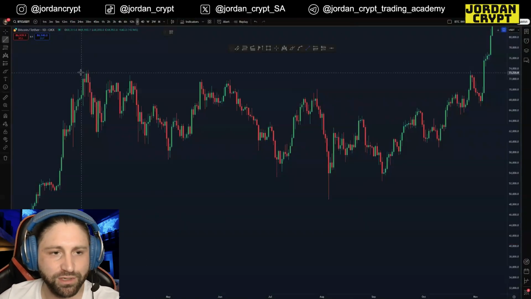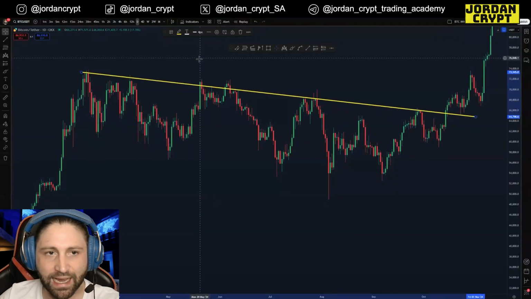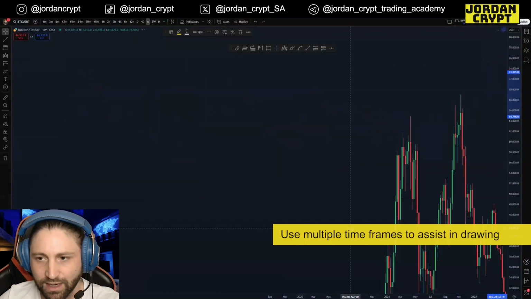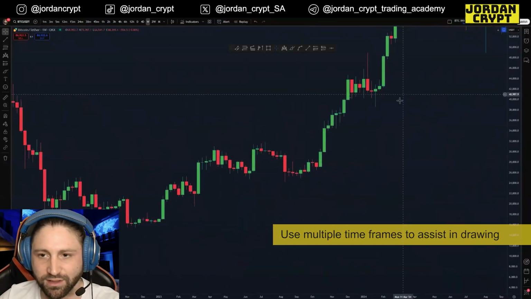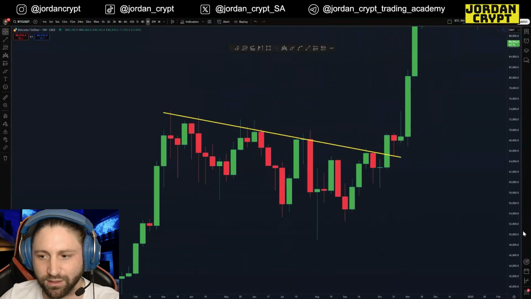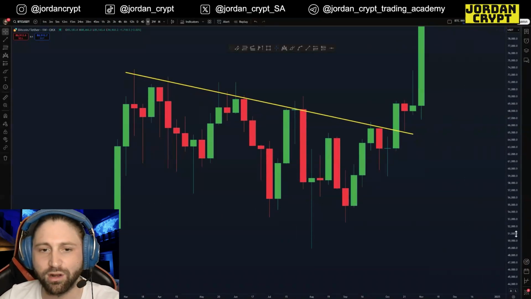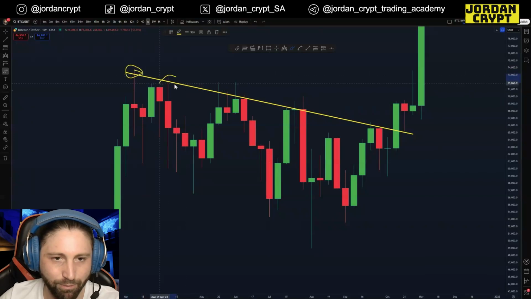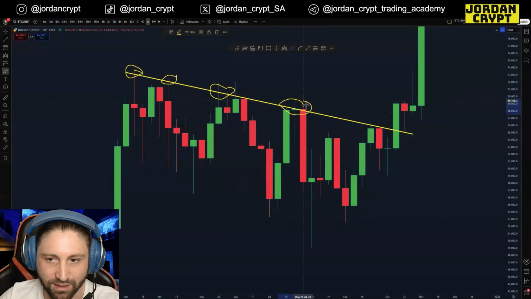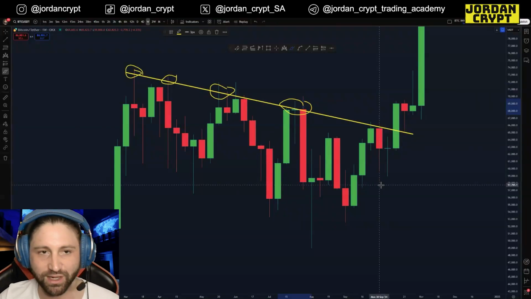Another important note is to always make sure you zoom out, draw your trend line in, and then use multi-time frame analysis to have a look and see the significance of that trend line. This gives you greater perspective on the larger market context. Here we can see the really big wicks at the trend line, which tells us just how important the resistance is at that trend line.